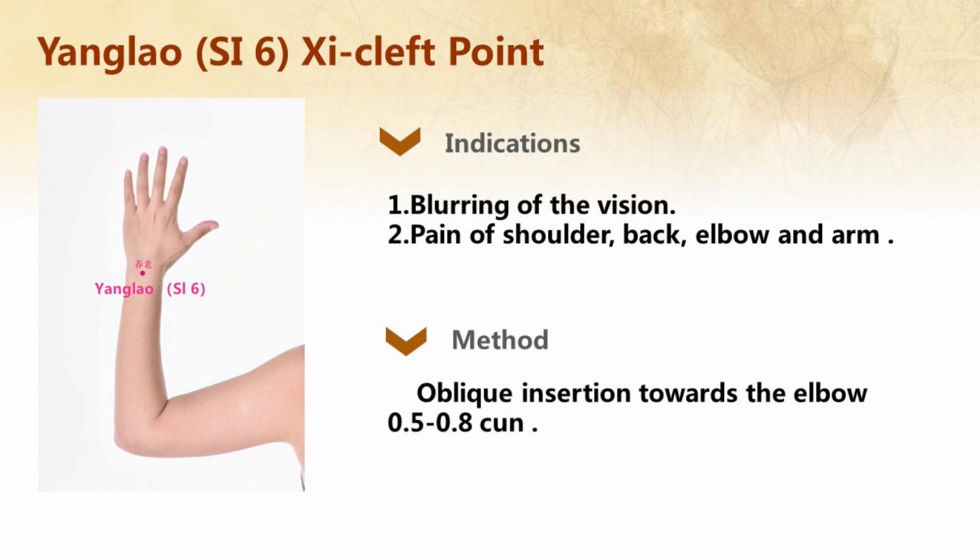The acupoint can cure blurring of vision, pain of the shoulder, back, elbow, and arm. The operation method of this acupoint is oblique insertion towards the elbow 0.5 to 0.8 寸.